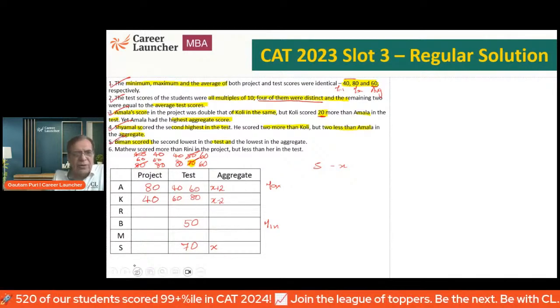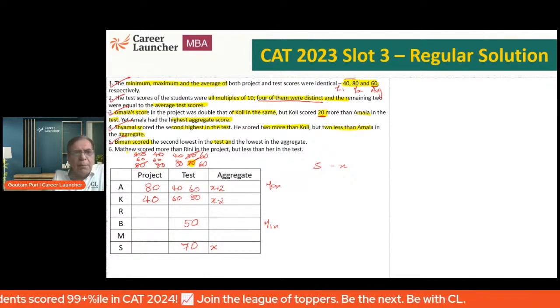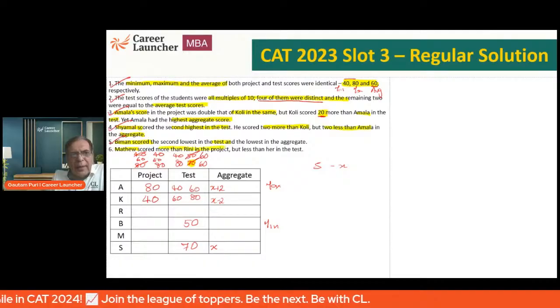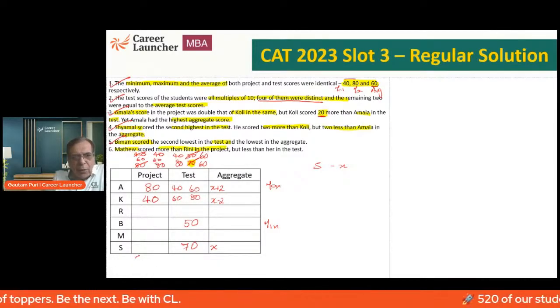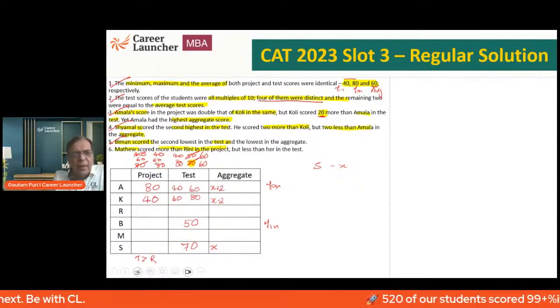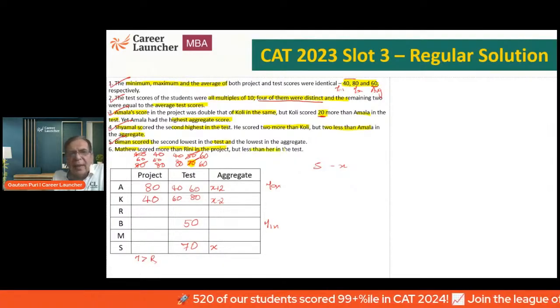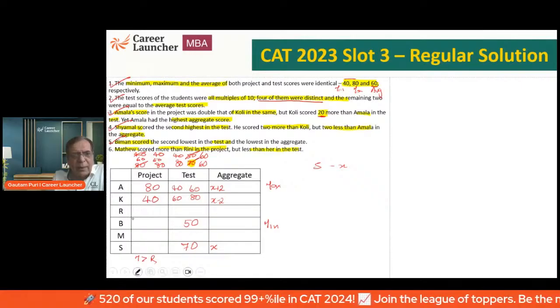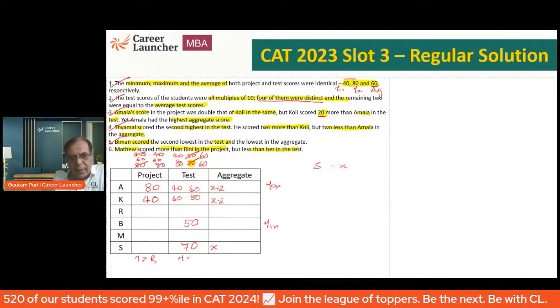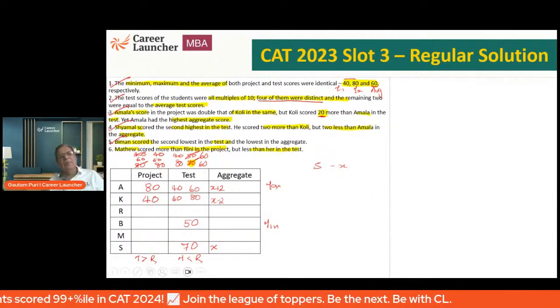Next, Matthew scored more than Rini in project. So as far as project is concerned, Matthew scored more than Rini. But less than her in the test. Matthew has scored less than Rini in that test. Matthew less than Rini. That's the data we have.